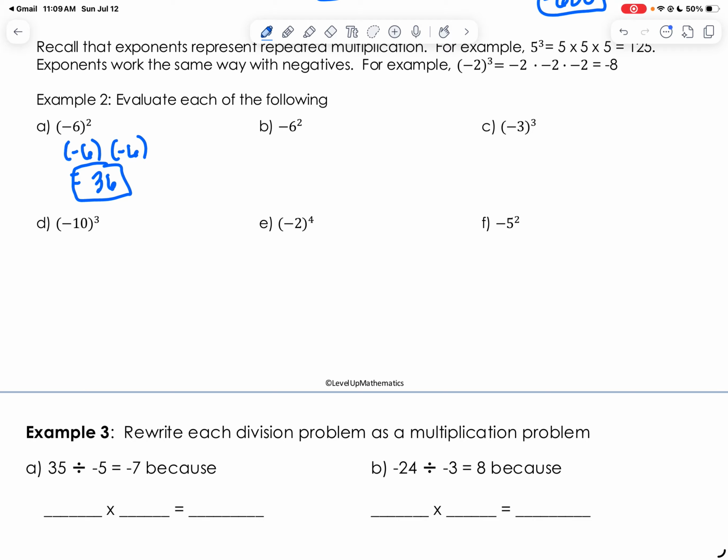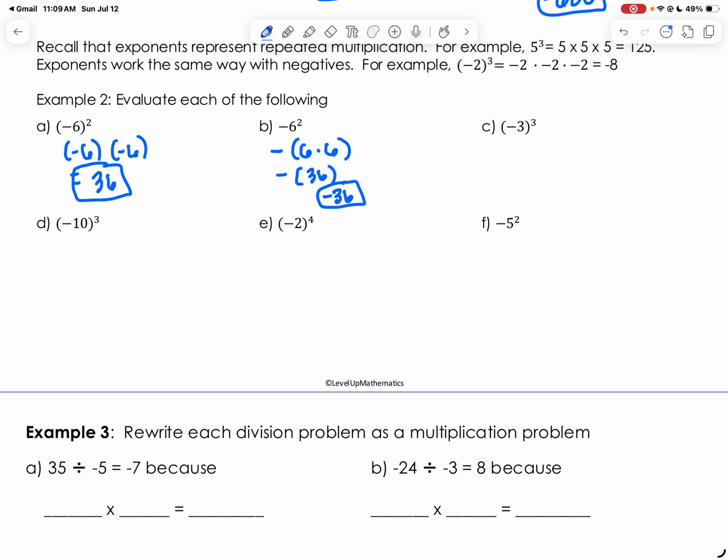All right, in problem B, I want you to notice the negative is not inside the parentheses. So this is literally negative, and then inside the parentheses, I'm going to put 6 times 6, because the exponent 2 is on positive 6. Okay, so this would be -36. So our final answer here is -36. So take a minute and just look at the difference between problems A and B. It's going to be very important in later grades that you understand the difference between those two expressions.